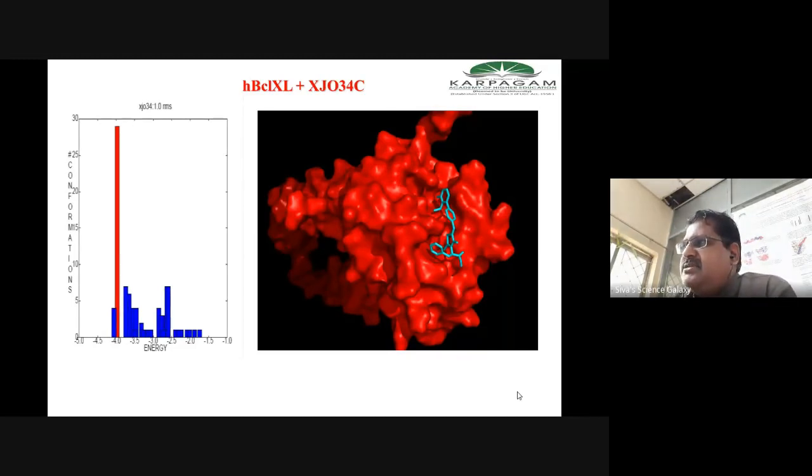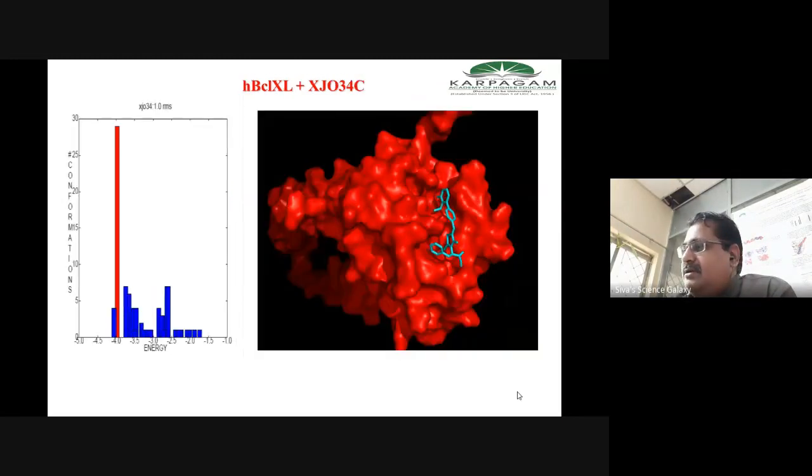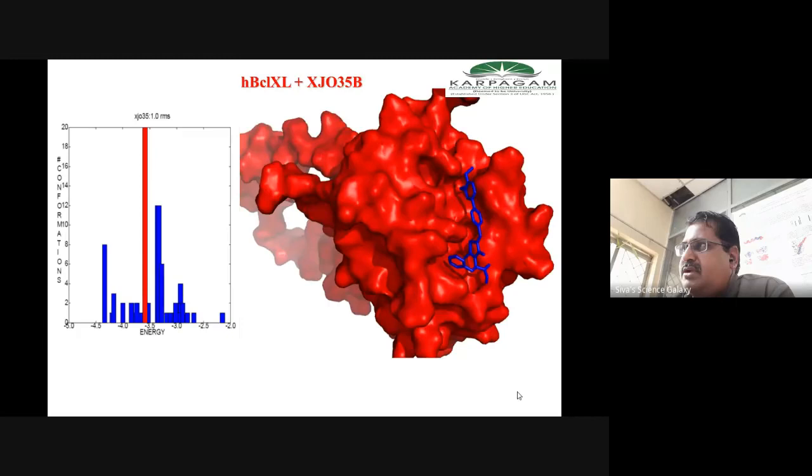So this is the complex of BCL-XL and XJ34. Okay, now I generated the complex using AutoDock, BCL-XL and the 35. Surprising. So I have shown, see, the 34 is interacting in the BH3 binding groove, right? The BH3 binding groove is very, very important, where the ligand is docking. Okay. Now look at the 35, the same position, the ligand is docking.